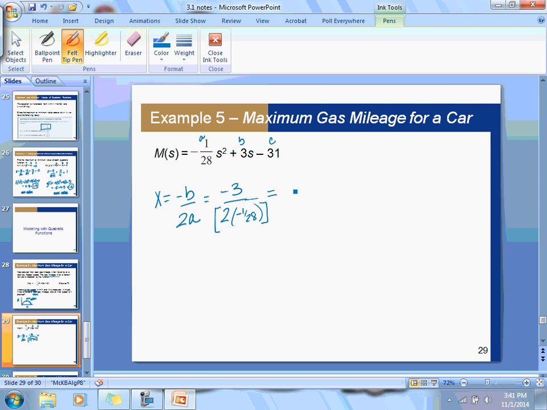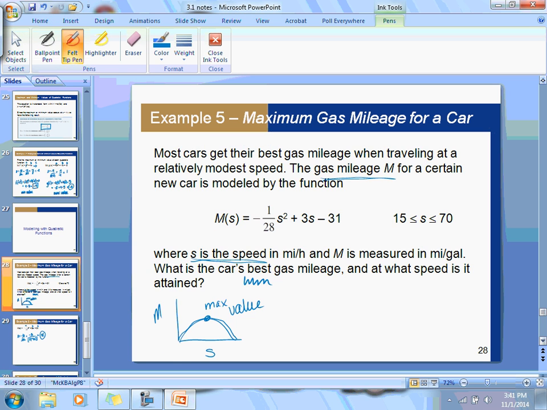Now, remember, what did we just find in our ordered pair? We found the x part of the ordered pair. If we think of our graph, the x-axis was our s. That was our speed. So we just found the speed that the car needs to be going at. So this is miles per hour.